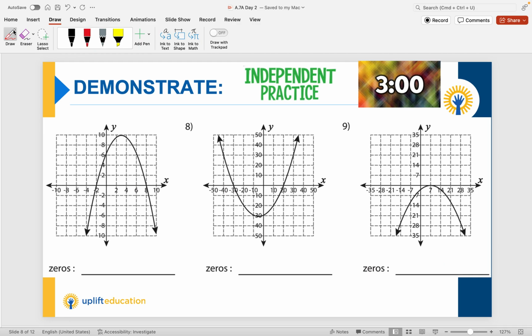Let's look at another one. This is my last one I'm going to go over, number 7. We're at -2, and it also crosses at 8. So I'm going to put (-2, 0) and (8, 0). All right, so you're going to go ahead and do the rest of those Demonstrate questions on your own.